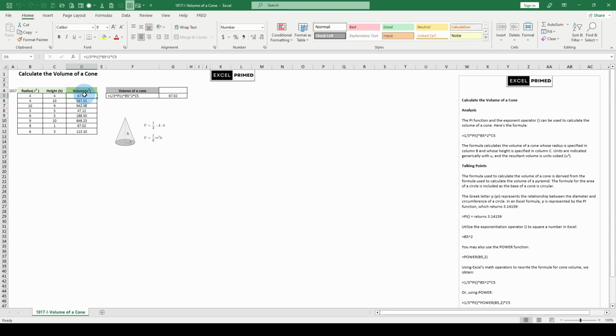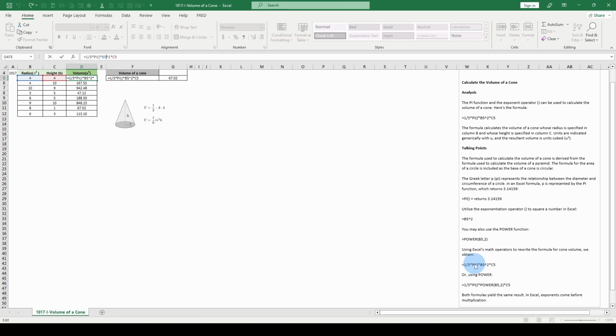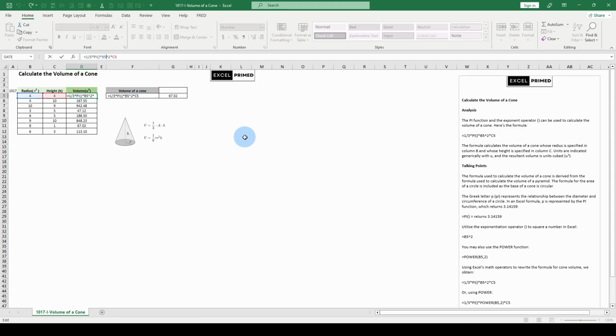You can also use the power function. You see here, we noted the exponent as r squared. You can use the power function. Down here, one third pi power of B2 removes that exponent. If the caret doesn't bother you, then go ahead and just keep using the caret, or otherwise use this power function.